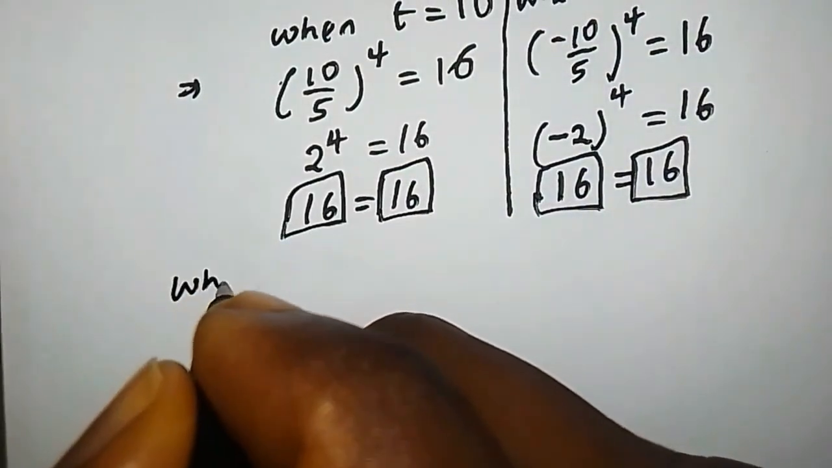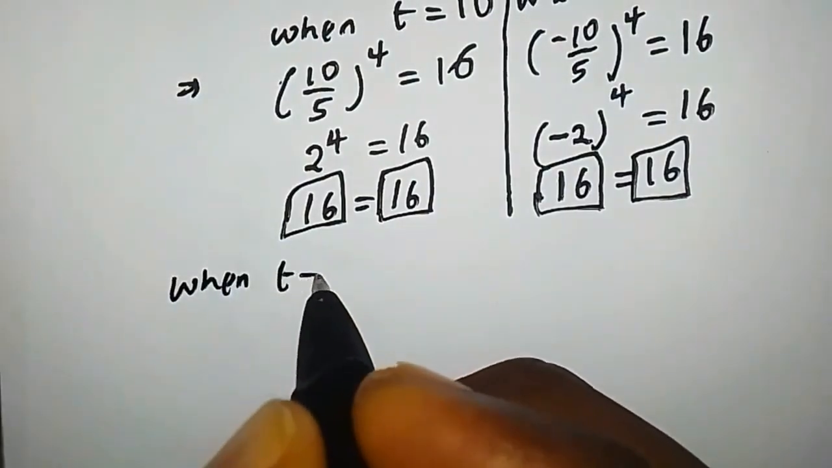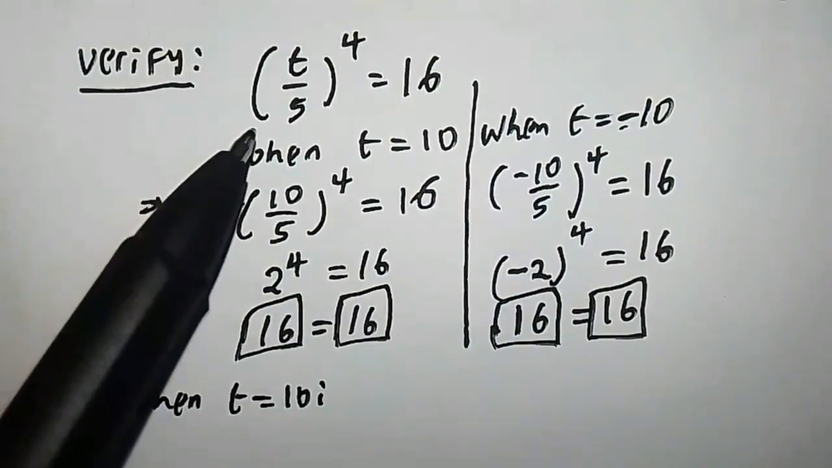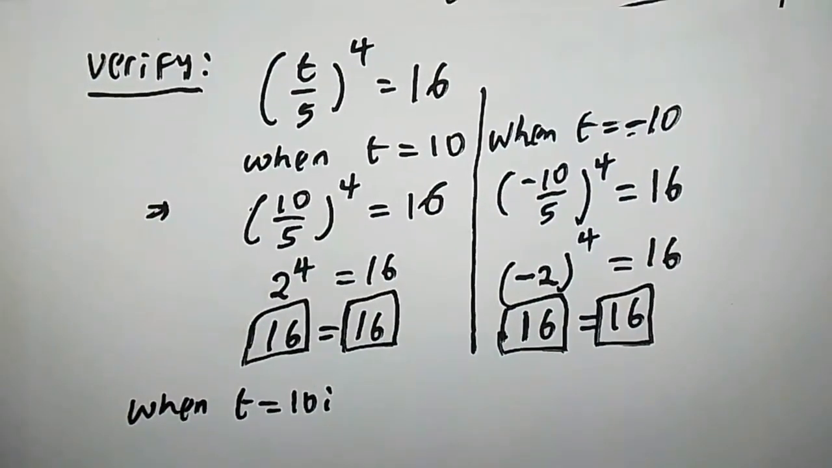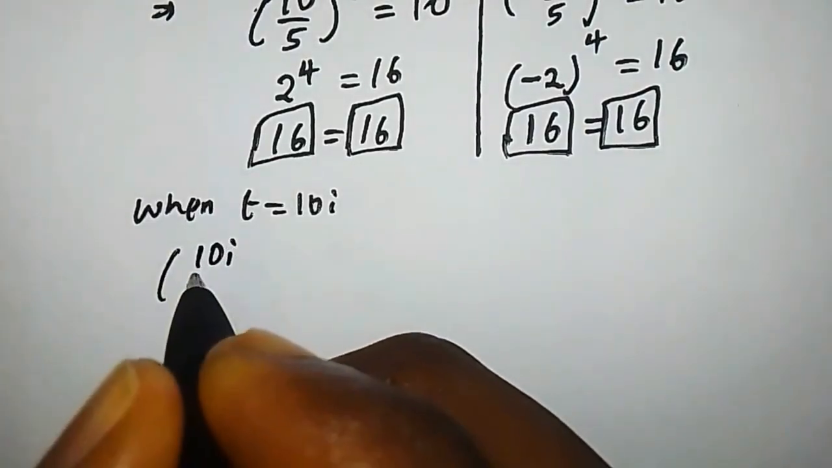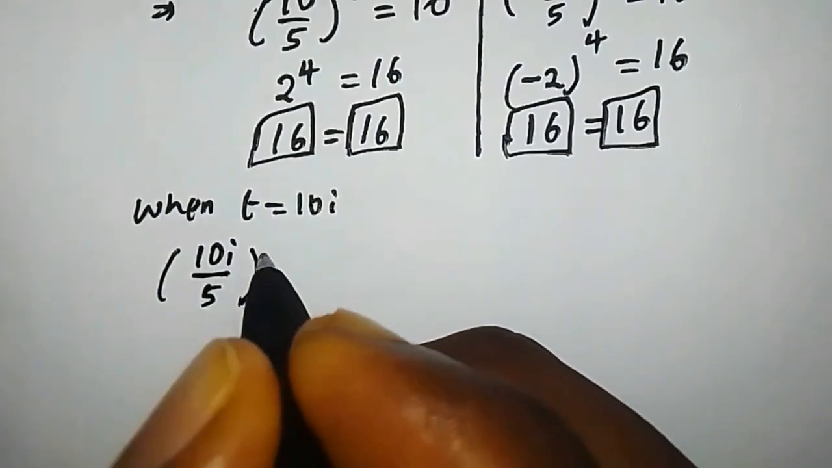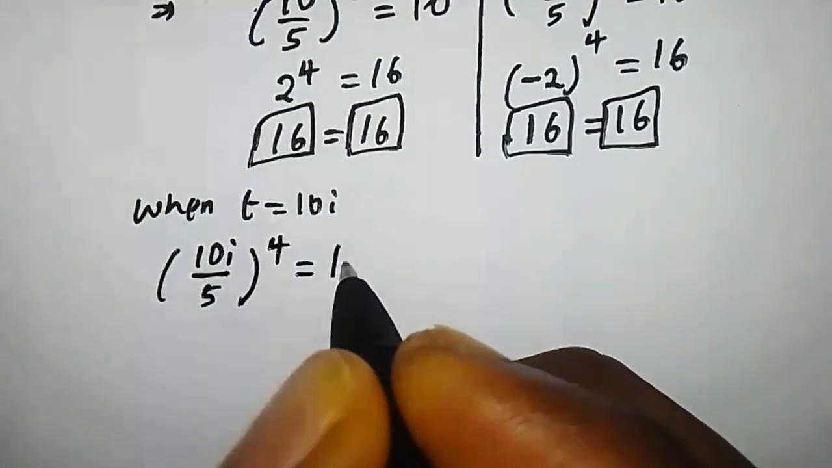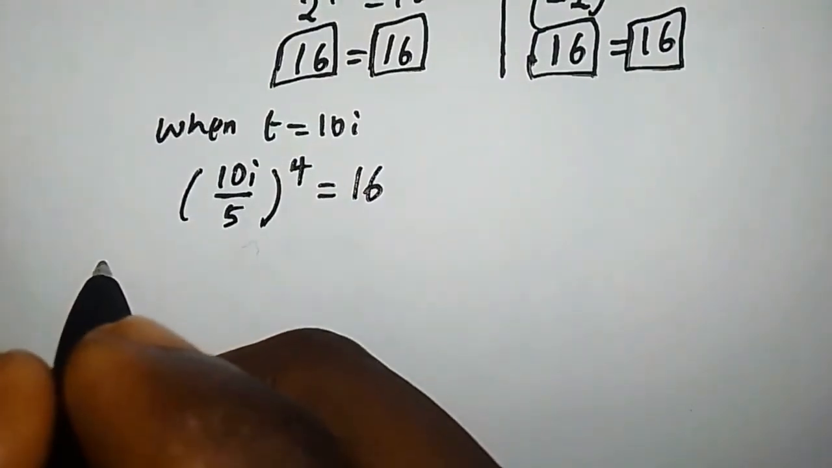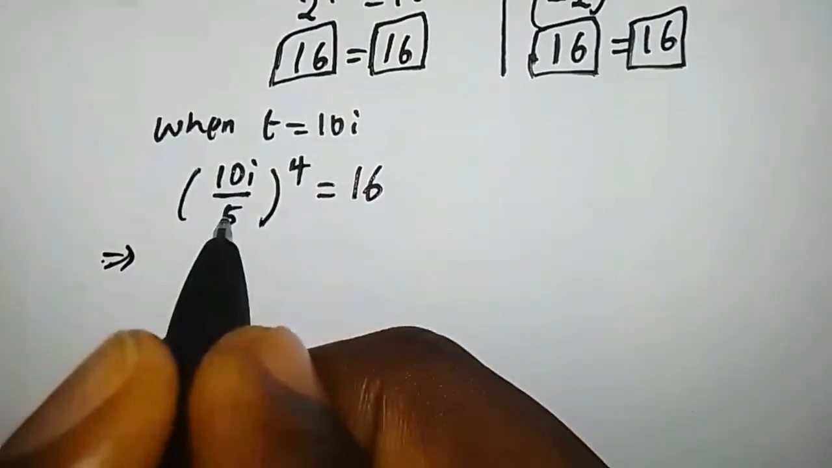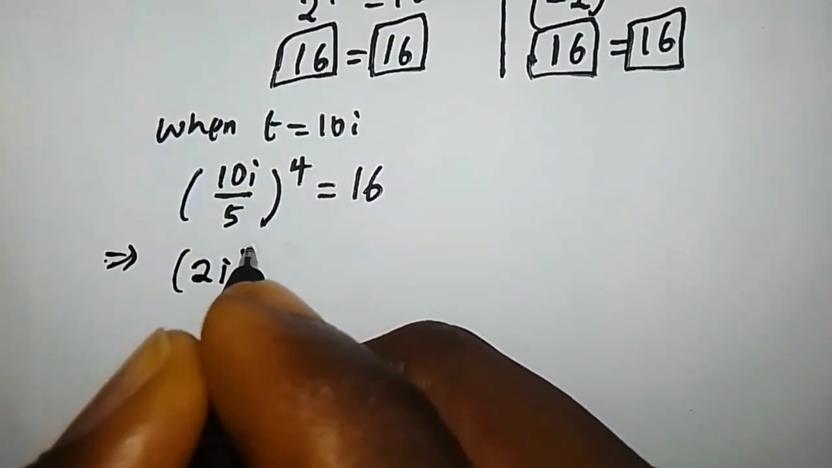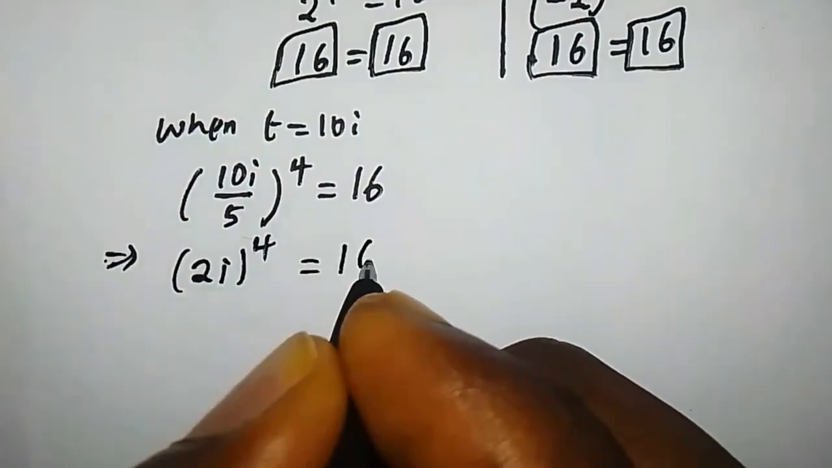So, when t is equal to 10i, we just plug this value also into this original equation. So let's do that. That will be (10i/5)^4 equal to 16. Let's proceed further. This means that 10i divided by 5, that is simply 2i, to the power of 4 equal to 16.